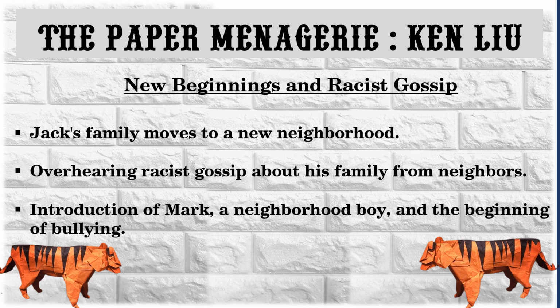Okay, that aside, now here it is that Jack meets a friend, a neighborhood boy rather, by the name of Mark, and it is at this time that there is the first instance of bullying that begins, because already the neighbors are gossiping about it, and added to that, Mark also in his own way starts bullying Jack.